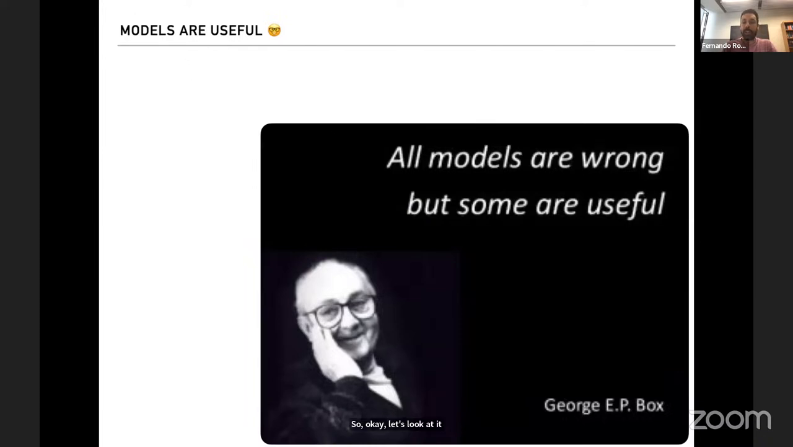So let's look at it. We're going to use a model. A model is really a simplification of reality, and because it's a simplification of reality, all models are necessarily wrong. But even if they are wrong, they do tell us about features of how populations or other physical systems behave. And they can indeed be useful if they are close enough to reality in some form. So let's go for it.